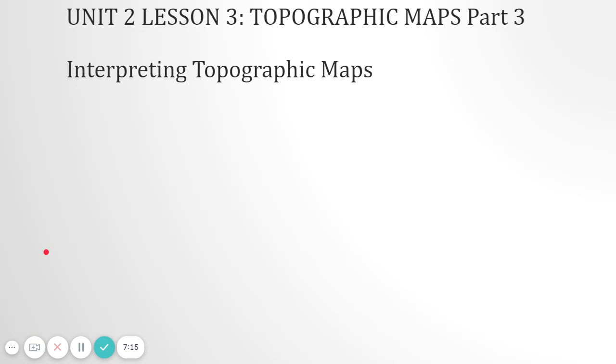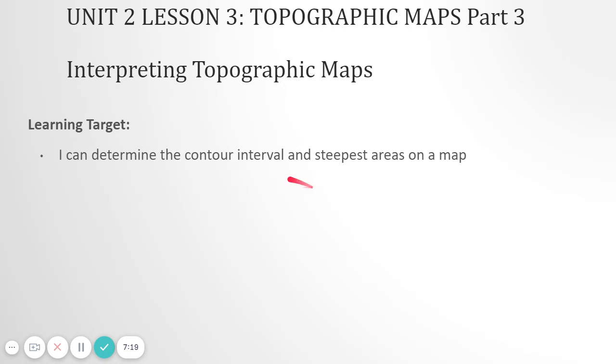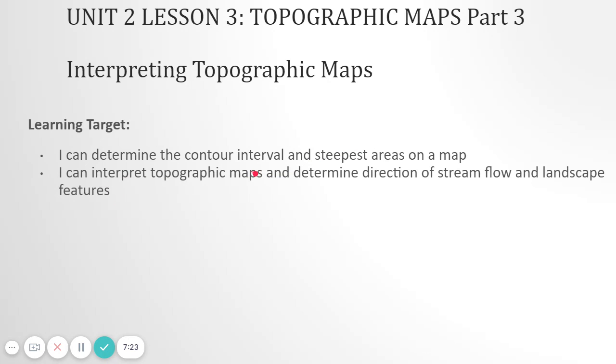So that was it for this part of the lesson. So we wanted to be able to determine a contour interval and steepest areas and interpret topographic maps and determine the direction of stream flow and landscape features.